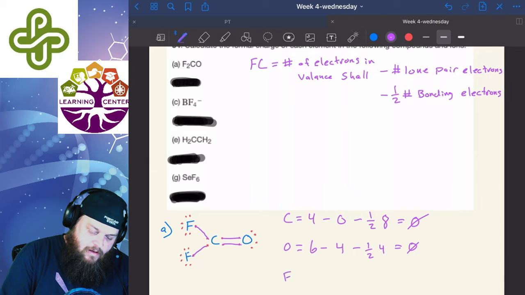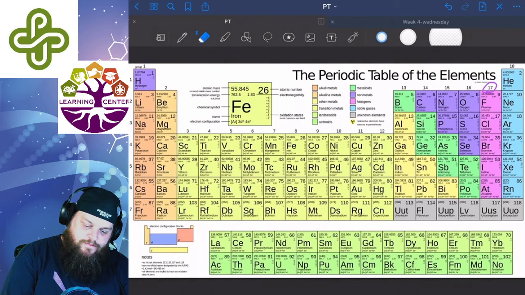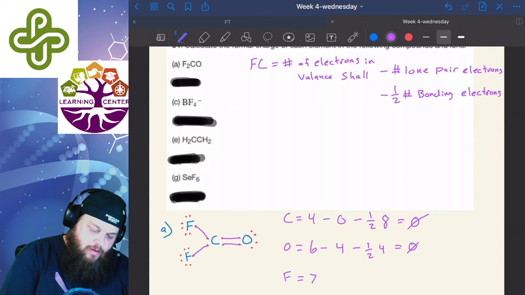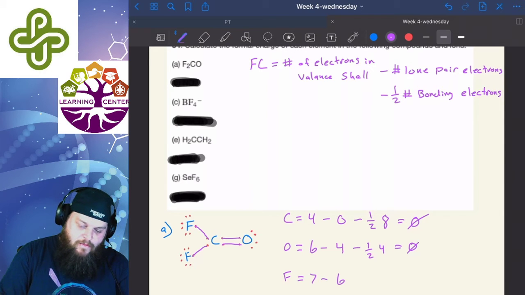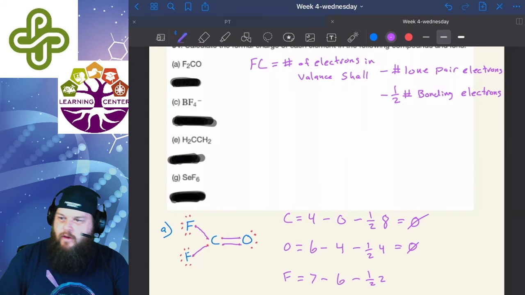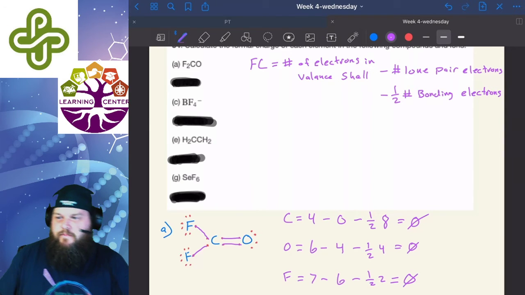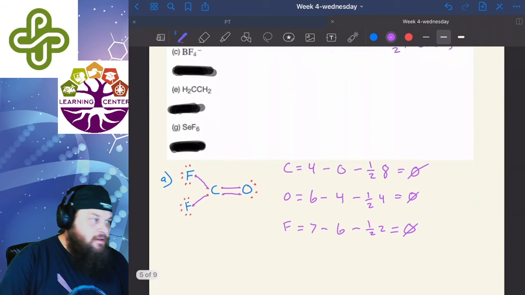Finally, fluorine. That's going to be 7 because it's a group 17 element, halogen. We're going to subtract from that the number of lone pair electrons it has. It has 6 lone pair electrons. We're going to subtract then half of the 2 bonding electrons that it shares with carbon, and that's going to equal 7 minus 6 is 1 minus half of 2, which is 0. And that's how we can determine the formal charge of these atoms.